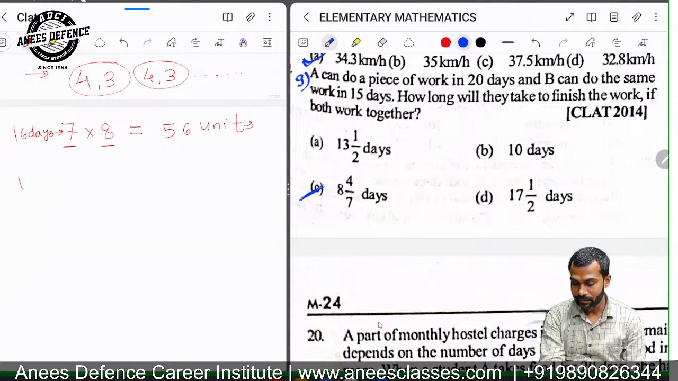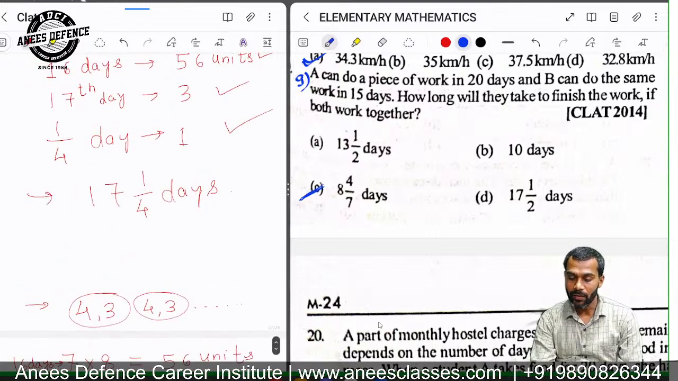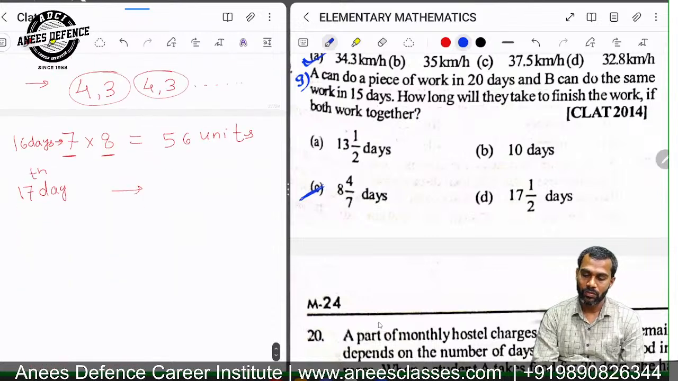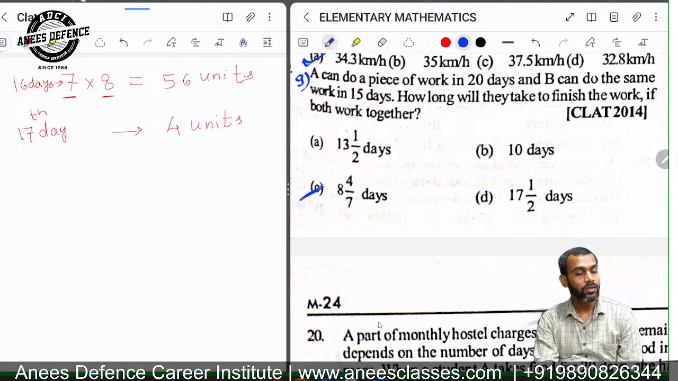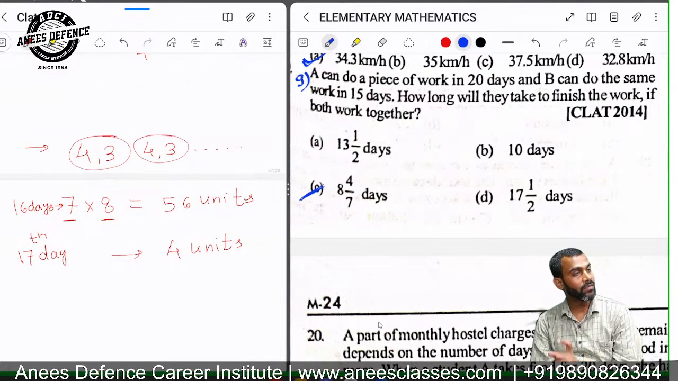Now, 17th day. Whose turn will be there? B's turn will be there. And what amount of work does B do? 4? Yes or no? Yes, sir. So 4 units. So total, see, 56. I mean 60 is the total work. Yes or no? So 7, 7, 7, 7, 7. If you divide 60 by 7, the quotient is 8 and the remainder is 4. So 8 pairs will be needed of 7 units.